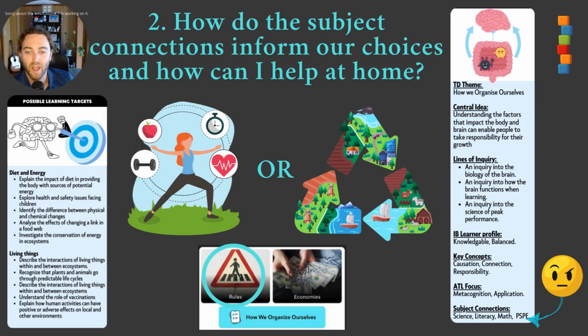Number two, how do the subject connections inform our choices, and how can you help at home? So the PYP subject standards are organized into different subject groups. So when a teacher is creating a unit of inquiry, they might look at the PYP scope and sequence documents to find subject learning outcomes that could be emphasized during that unit of inquiry.